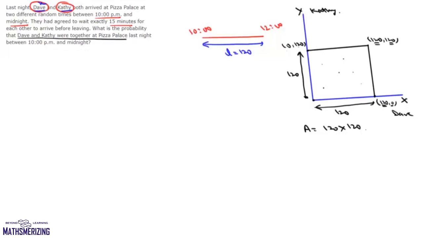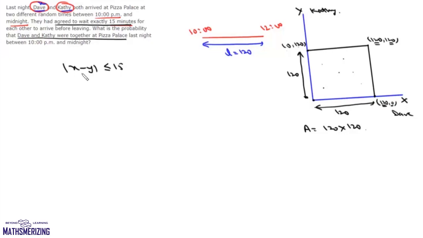Now it says they had agreed to wait exactly 15 minutes for each other to arrive before leaving. Now what is the probability that they were together at Pizza Palace? They'll be together if and only if the difference between their times of arrival is 15 or less than 15, because they have agreed to wait exactly 15 minutes, not beyond that. So our favorable case will be when the value of mod x minus y is less than or equal to 15. If their times of arrival are spaced 15 or less apart, then they'll be together, and if it is greater than 15, then they won't meet.